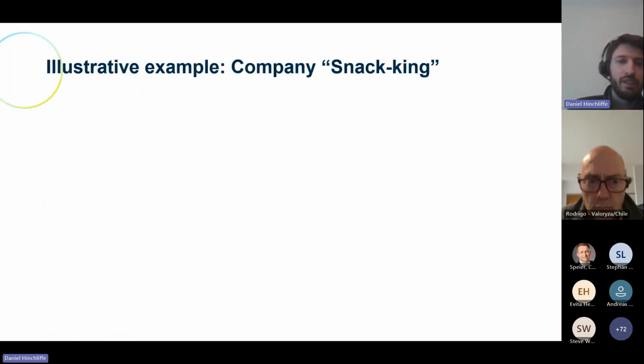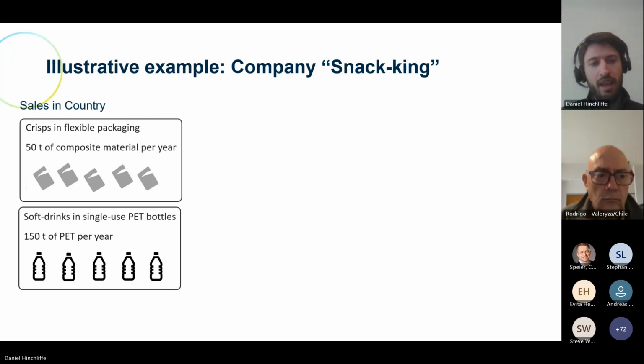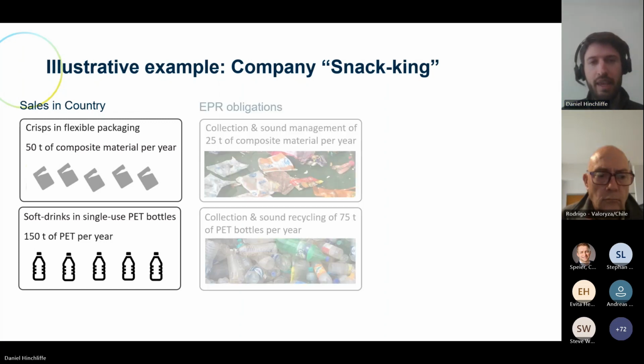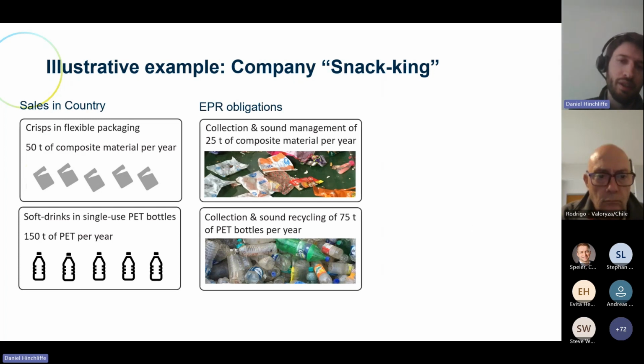So if we take an example here, we go with snacking or Snack King, depending on how you say it. And let's say we have this company, Snack King, they bring 50 tons of composite material every year onto the market, and they bring 150 tons of PET bottles onto the market. They are obliged in this EPR system that we've discussed to collect 25 tons of composite material per year and 75 tons of PET bottles per year.